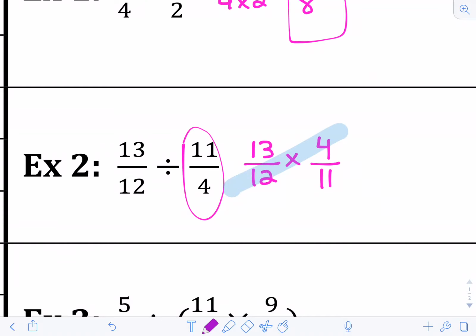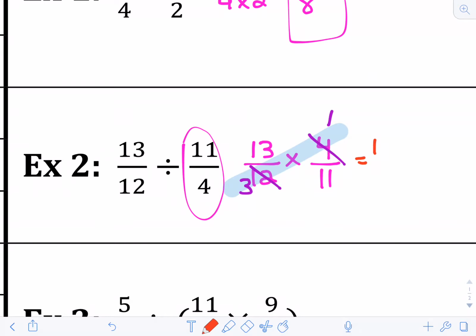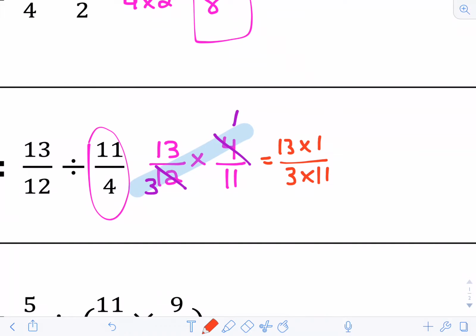So pretty much I'm just pulling a 4 out. So this will become a 1 and this is going to become a 3. All it is, is pulling the 4 out. And this makes it a lot easier because now when I multiply across, 13 times 1 will be on top and 3 times 11 will be on the denominator. So 13 times 1 is 13, and 3 times 11 is 33. And again, 13 is a prime number, so there's nothing you can do to reduce this.